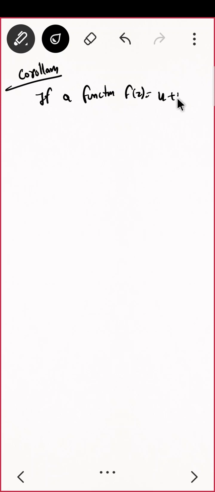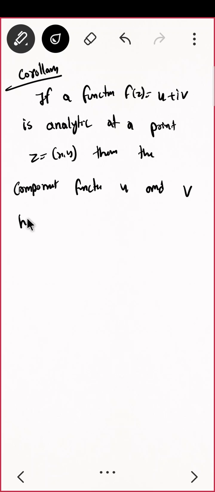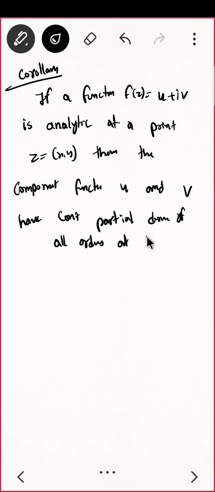Second, say a corollary to that: if a function f of z, say u plus iv, where u is a function of x and y, v is also a function of x and y, is analytic at a point z equal to x comma y, or say x plus iy, then the component functions u and v have continuous partial derivatives of all orders at that point, correct?